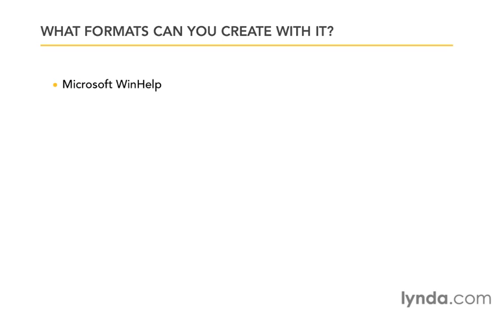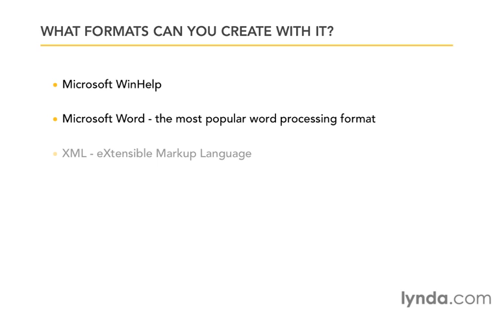And how about Microsoft WinHelp? Using RoboHelp for Word that comes with RoboHelp 9, you can create WinHelp, which is a text-based format that runs on the Windows 32-bit platform in the standard WinHelp viewer that came with all Windows versions up to Windows XP. If you're using a newer version of Windows, like Windows 7 for example, you can download this viewer for free now at Microsoft.com. There's Microsoft Word, the most popular word processing format, XML or extensible markup language, and of course EPUB, which is commonly used on mobile devices.